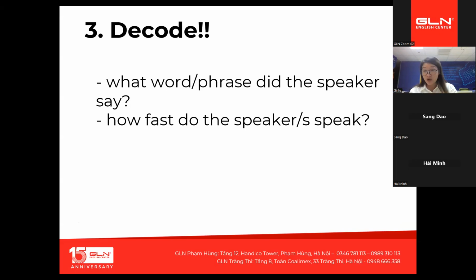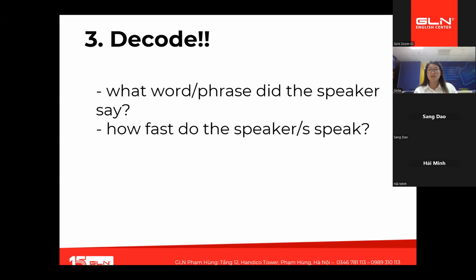Now, decoding is connected with being familiar with words, phrases, and of course, expressions that the examiners or the speakers use in the listening. So what word or phrase did the speaker say? Did you hear it? And did your brain interpret that word? Looking at the codes a while ago, if you know how to do coding, you can interpret them, right? You can even type codes in your computer. It's actually the same in IELTS listening.